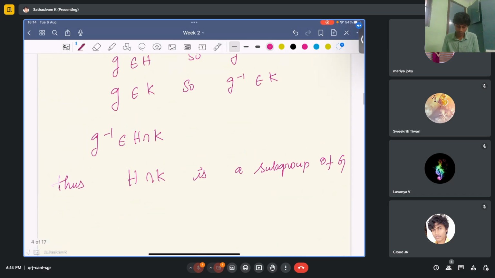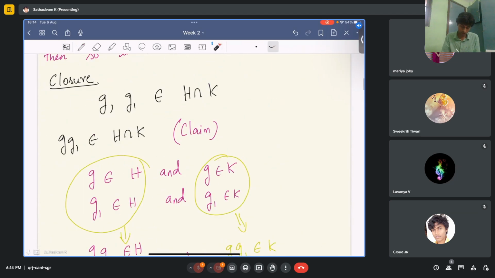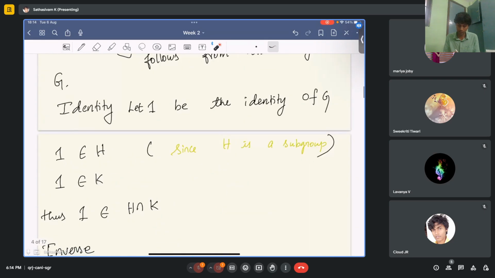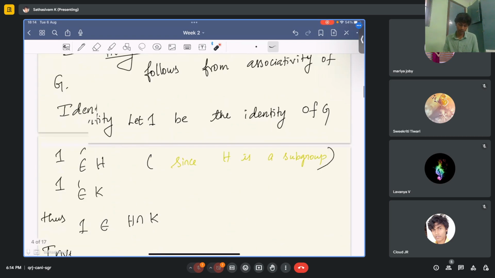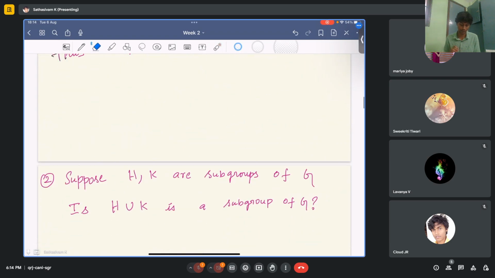Of course, it's enough to check the closure and the inverse. The other things are true anyway. If you want to check that some set is a subgroup, it's enough to check the closure and the inverse. Here we have done everything, but it is enough to just do the closure and inverse.